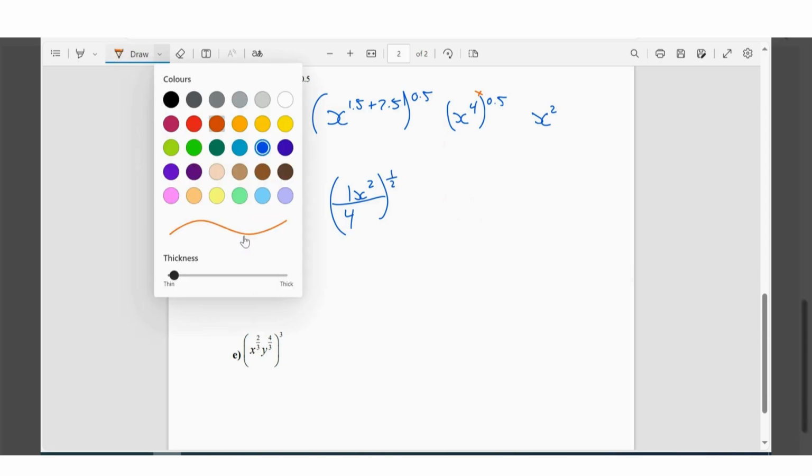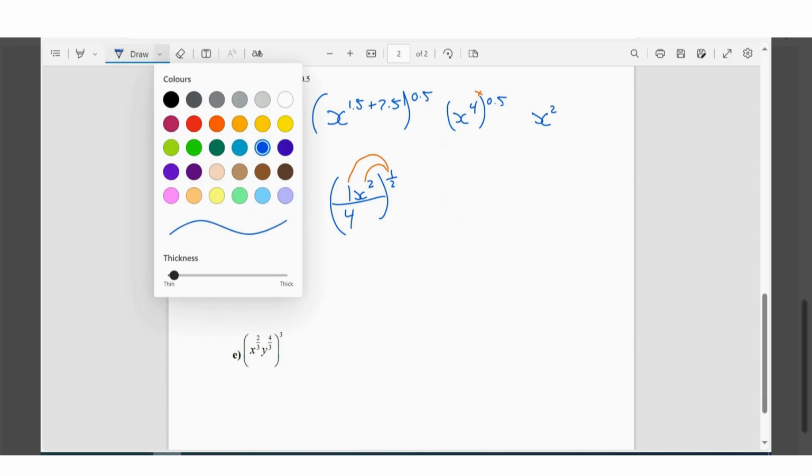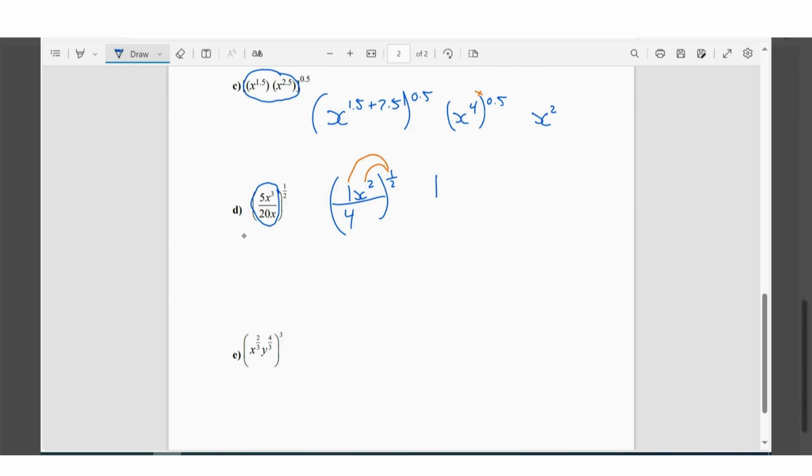And now we can distribute this half inside. We're going to apply it to the x, and we're going to apply it to the quarter. So what it's going to look like essentially is that we're going to have a 1 to the half over a 4 to the half and an x squared times a half.